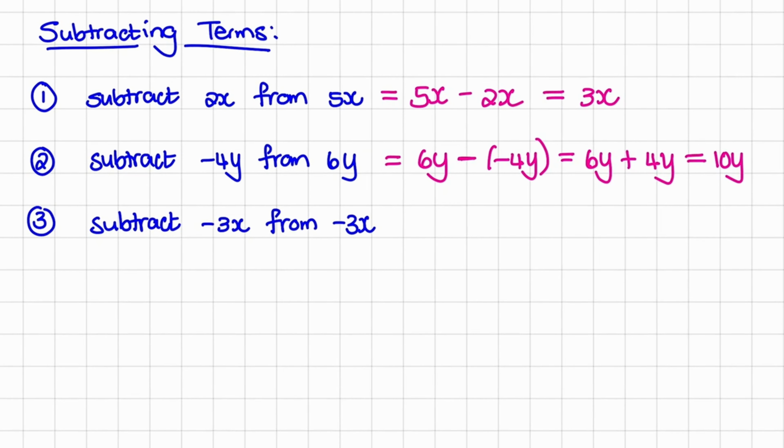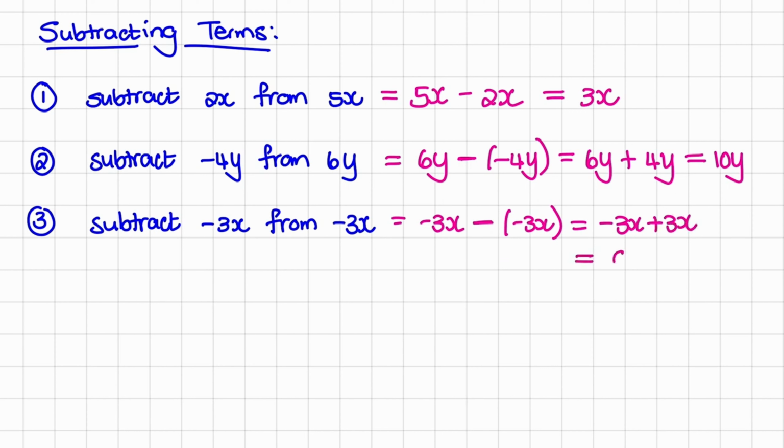And in our last example, it says subtract negative 3x from negative 3x. So I'm starting from negative 3x. So that's my first term. And I am subtracting, so negative there, subtracting negative 3x. And again, the same rule applies. When I have negative and negative, it will become negative 3x plus 3x. And that's exactly the same.